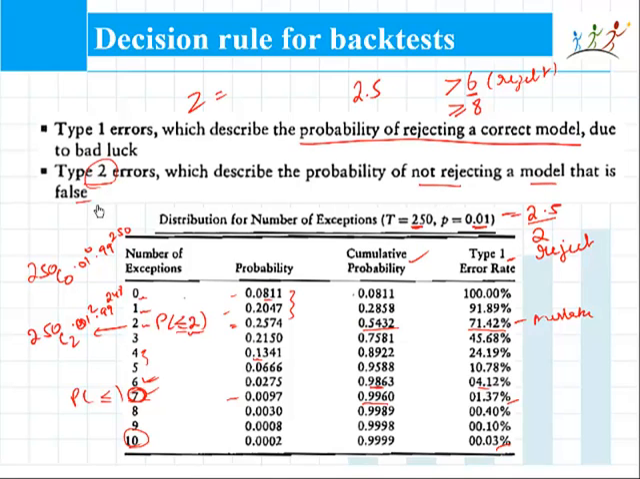So we have to decide, that is, balance the probabilities of these 2 errors and keep a limit. So we'll study next what Basel says about backtesting and what limits they have decided to adopt.